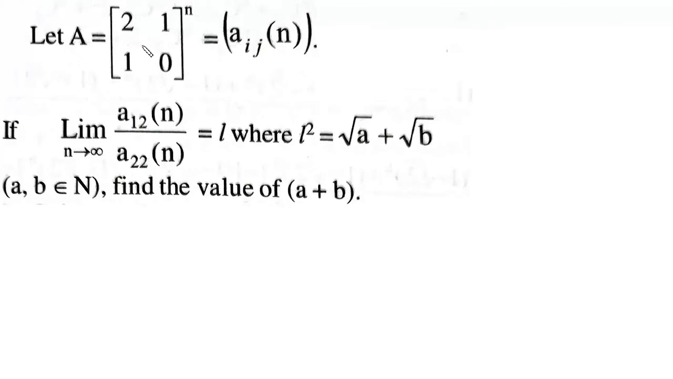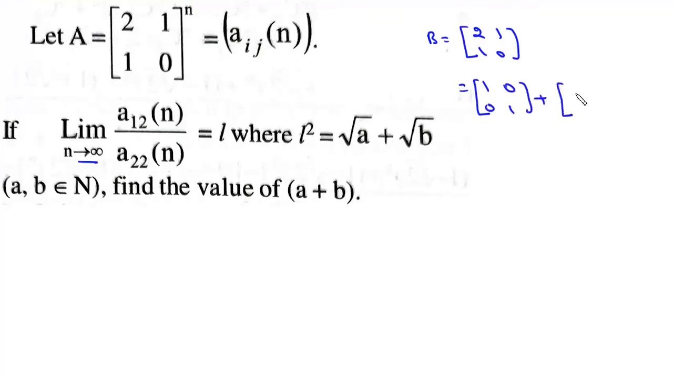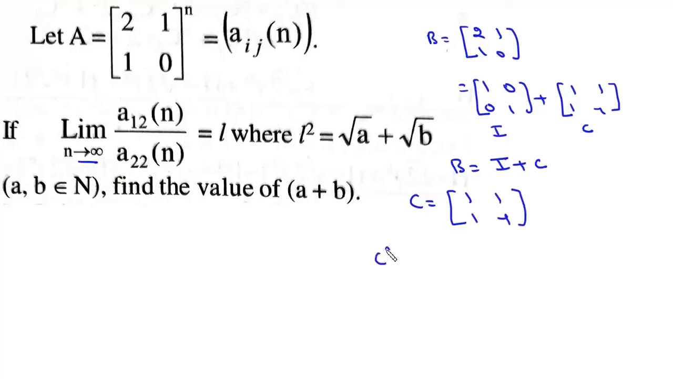Now the question is, let A be the nth power of this matrix 2 1 1 0, and we need to find this limit n tends to infinity a12 upon a22. Now let this matrix be B, which is 2 1 1 0, and we'll write this as 1 0 0 1 plus 1 1 1 minus 1. So this is I, and this is suppose C. So we can write this B as I plus C. So now we have this matrix C, which is 1 1 1 minus 1. Now we find C square will be 1 1 1 minus 1, and then 1 1 1 minus 1. Now we multiply.